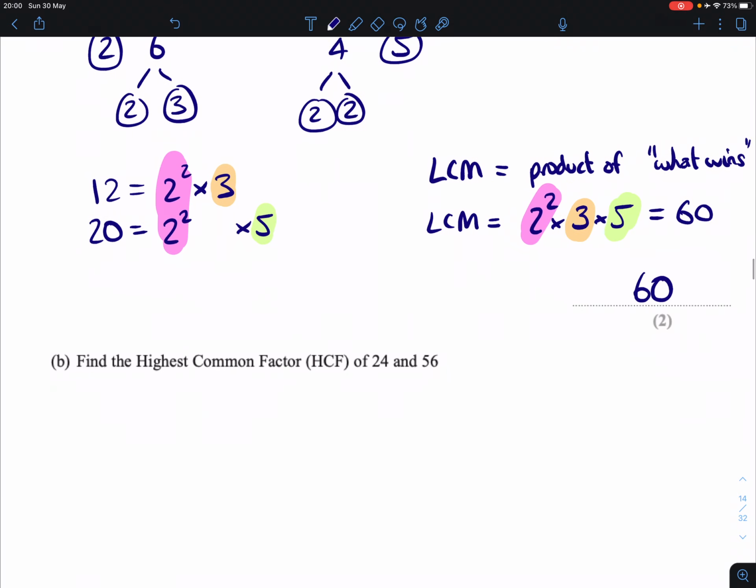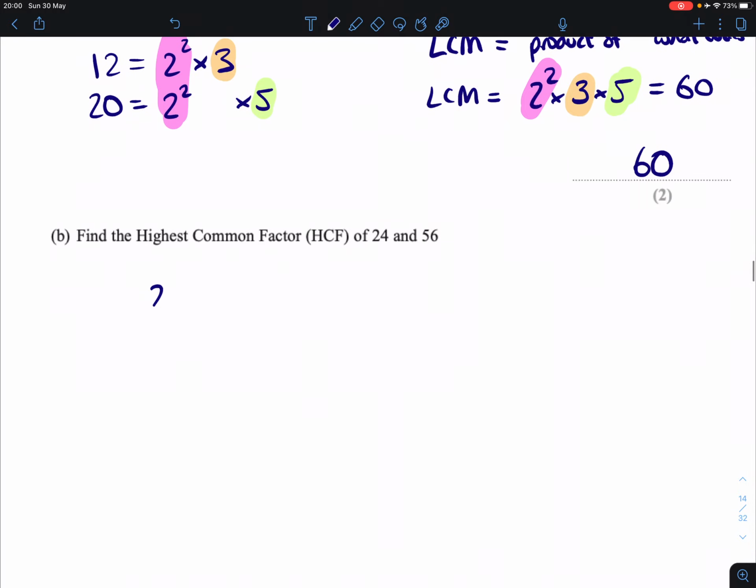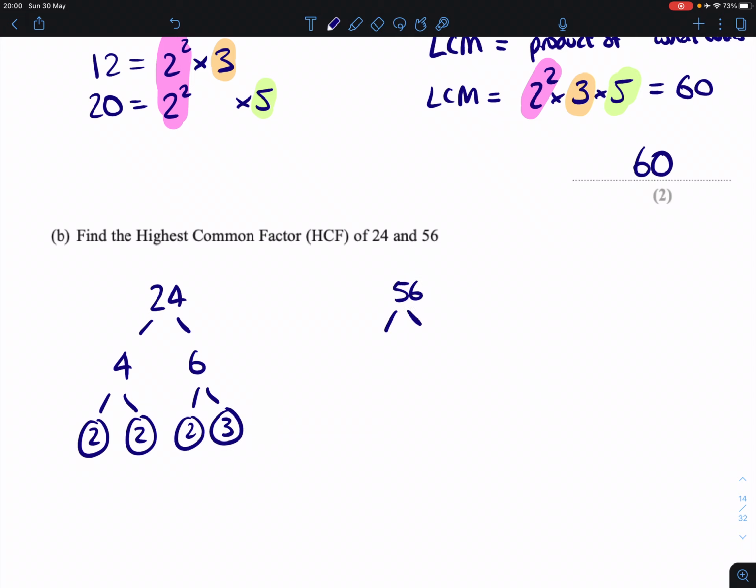For part B, find the highest common factor of 24 and 56. We're going to go through a similar situation to start with in terms of breaking them down in their prime factors. So 4 times 6 is 24. We then get 2 times 2 for 4 and 2 times 3 for 6. Do the same for 56.